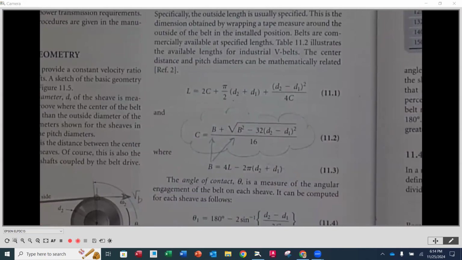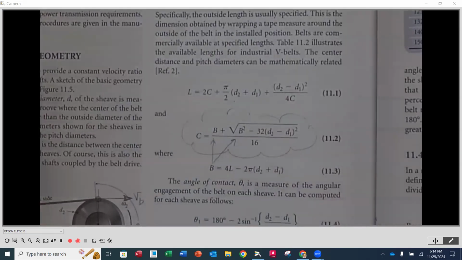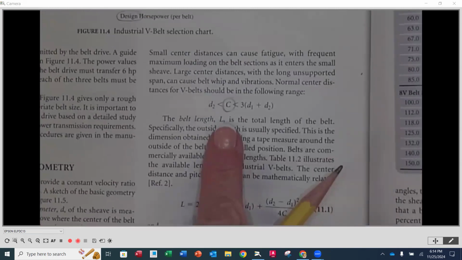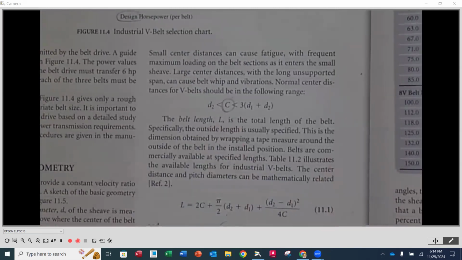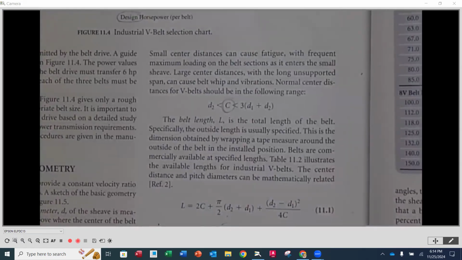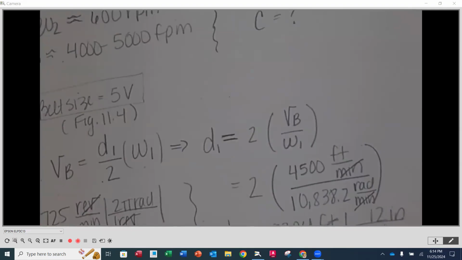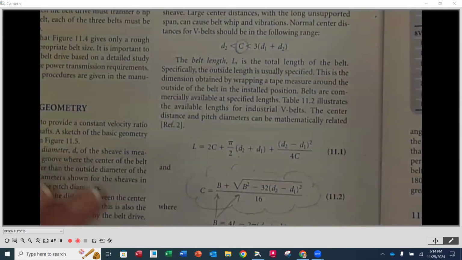It's equation 11.1. And notice that in this equation, we know D1 and D2, but we don't know the center distance, okay? Remember, we were given the range of the center distance directly above here. The center distance has to be greater than the pitch diameter of the output sheave, and it has to be less than 3 times adding those two pitch diameters together, okay? So let's find the range that we're in. So step number 4 is going to be picking our center distance.